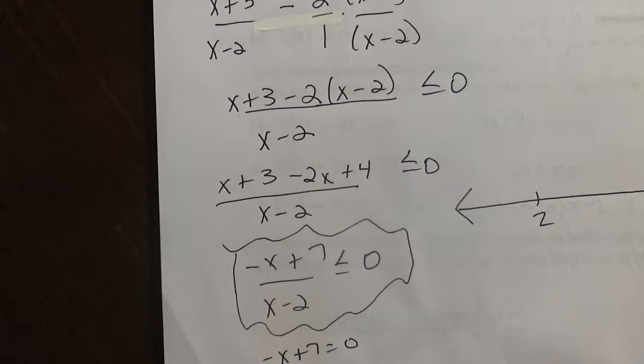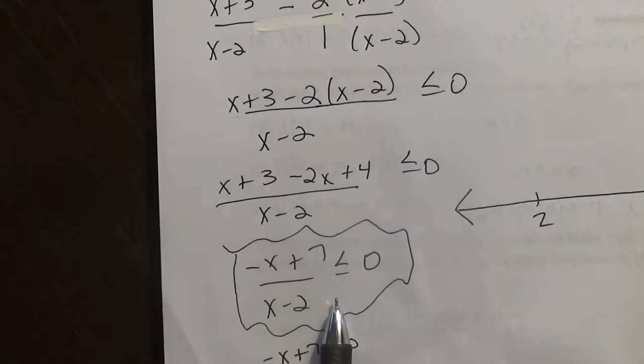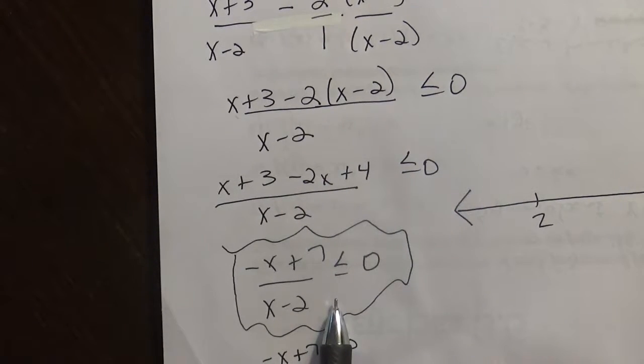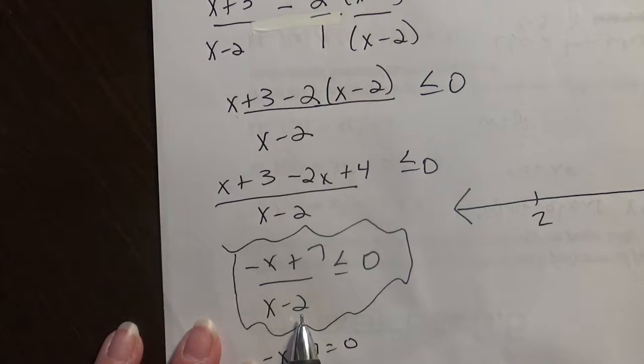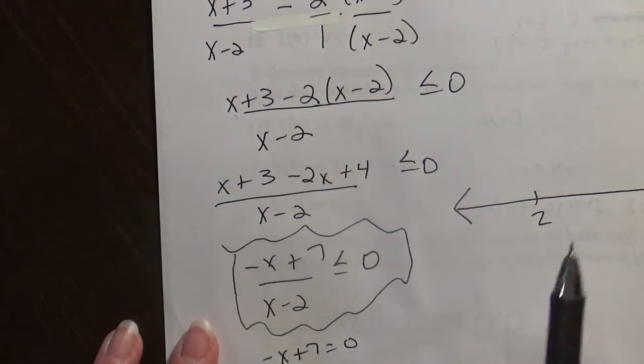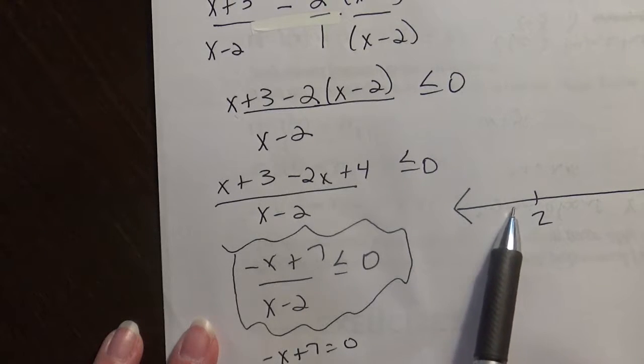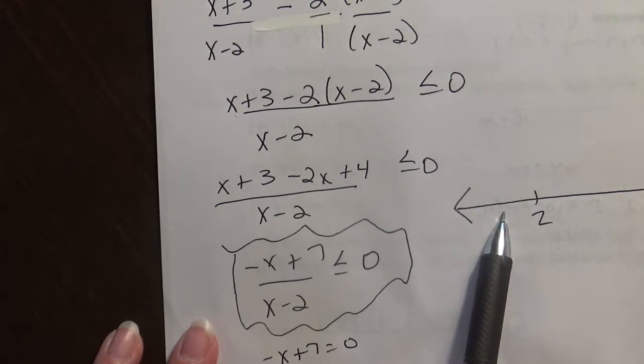Hopefully it makes sense why I'm choosing to put my values into this versus the original problem. You can put it into the original problem if you want to, just be careful and remember that you're comparing it to 2 instead of 0. So I want to compare mine to 0, so I'm going to use this. Choose a number that's smaller than 2. You can choose 0 back here. That's easy to work with.